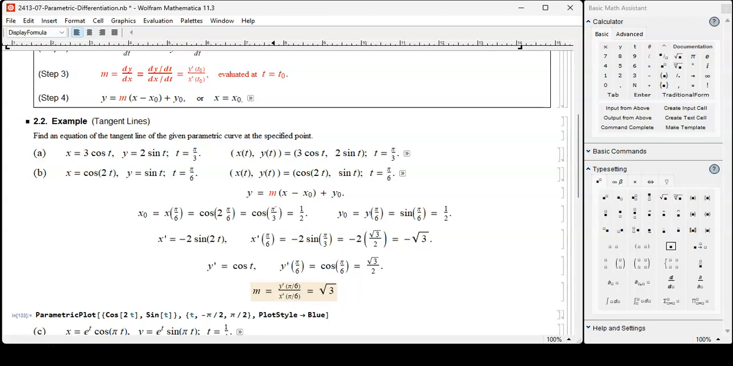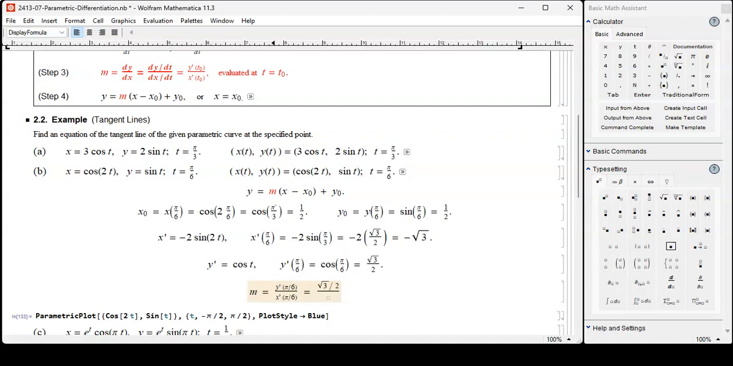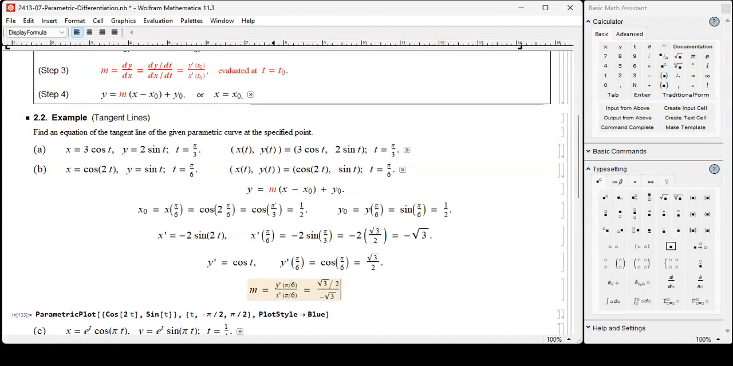So this is square root of 3 over 2, over x prime, negative square root of 3. So this entire thing is what? Negative 1/2? Did I do this right? Please check. y prime over x prime, square root of 3 over 2 over negative square root of 3, simplifies to negative 1/2, and that's going to go here.